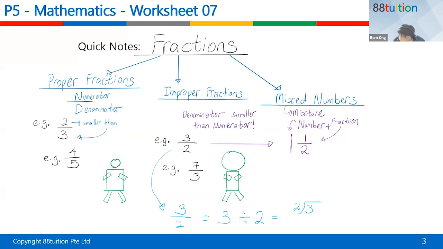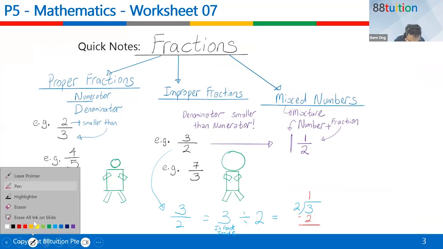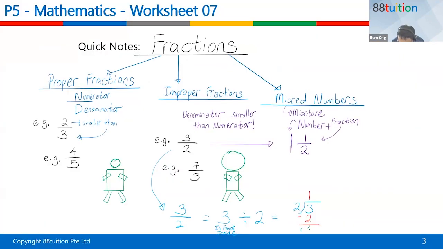Remember, the 3 is in front, and in front will be inside the working here. So 3 divided by 2 will be equal to 1. 2 times 1 is 2, and there will be a remainder of 1.